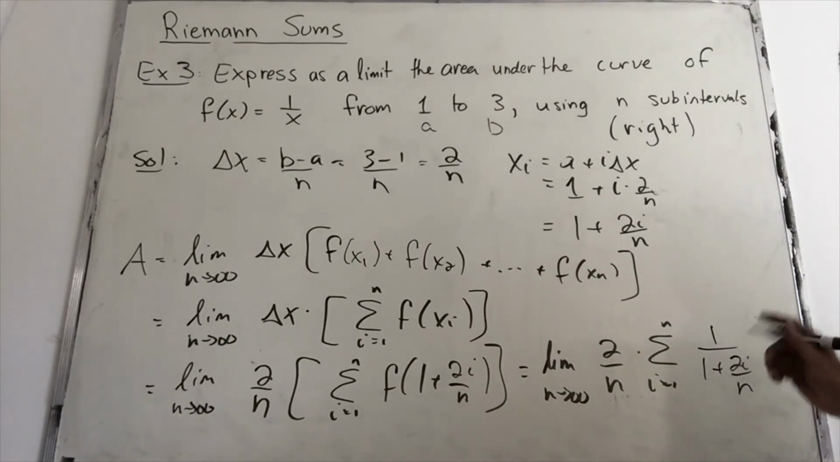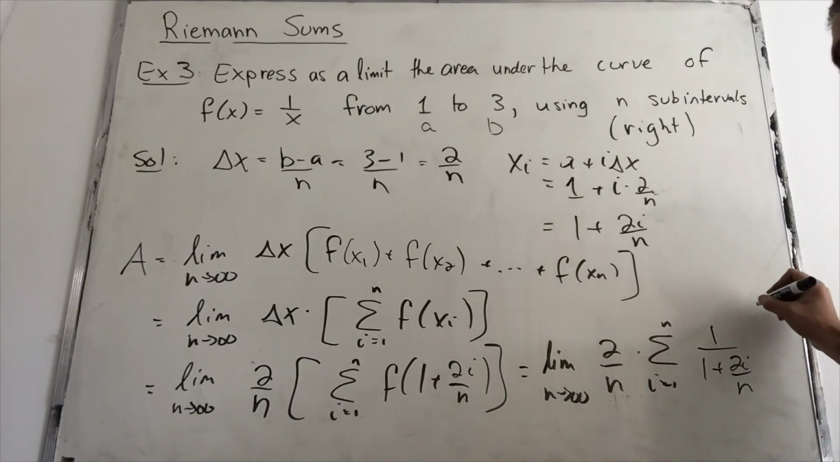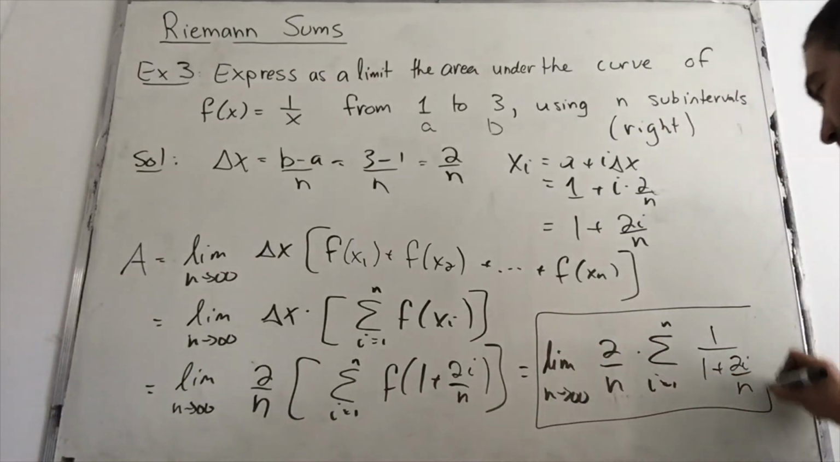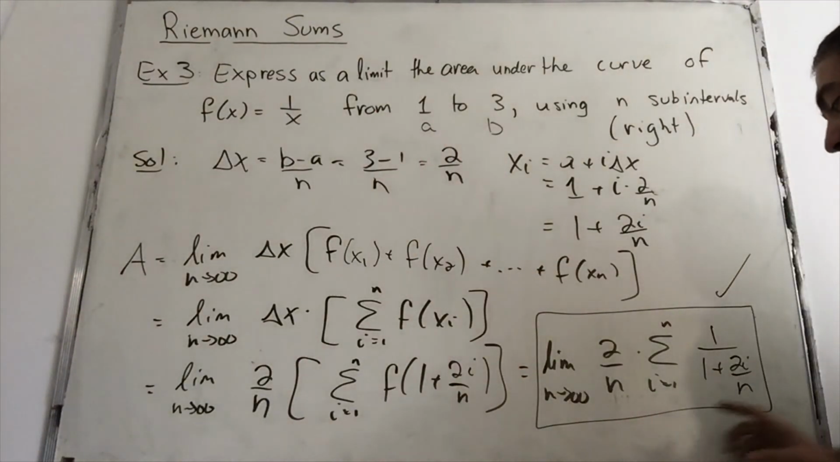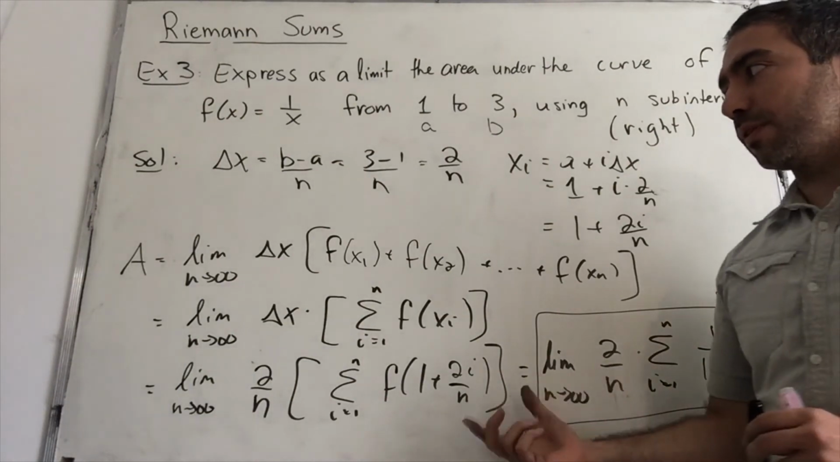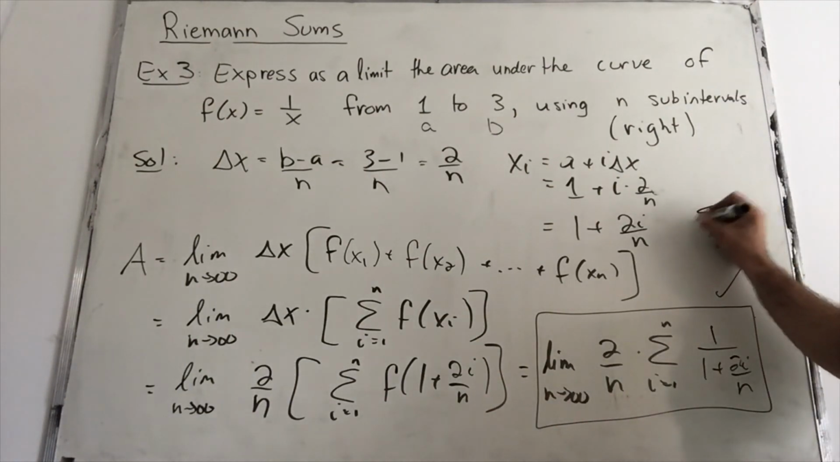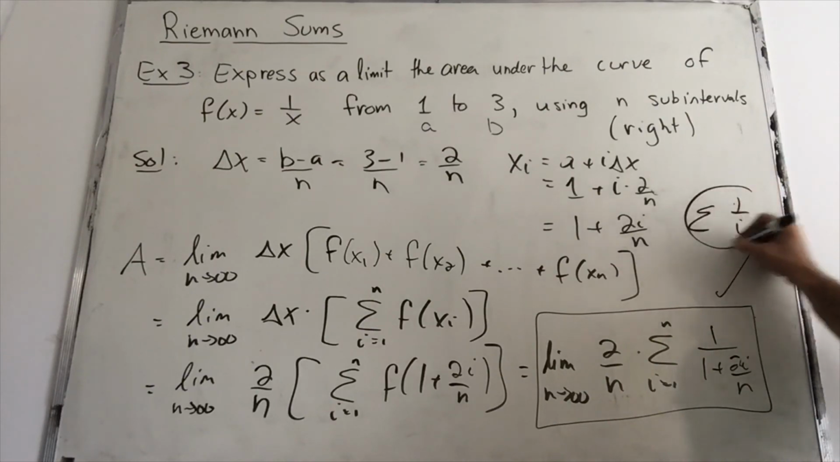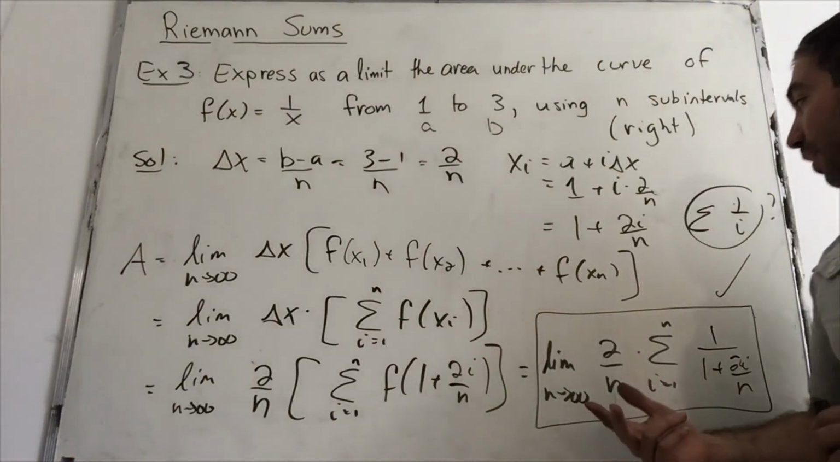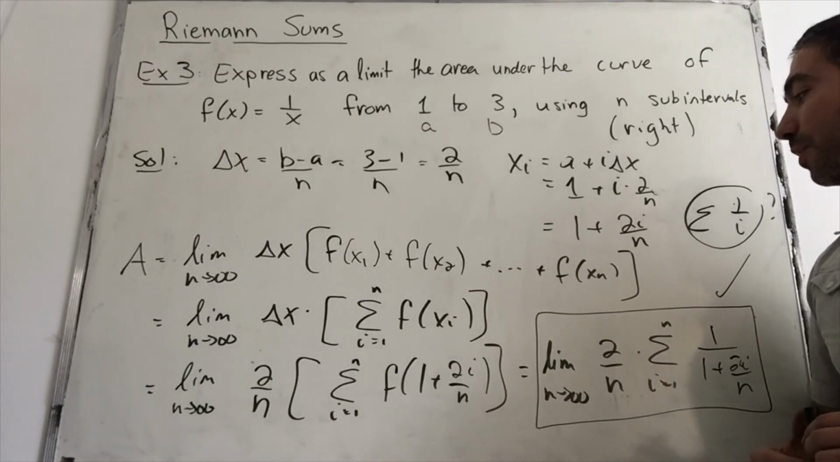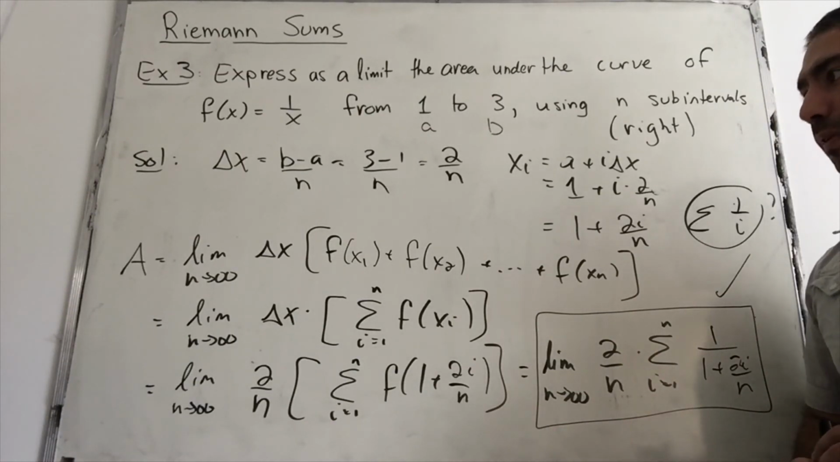Okay. And unfortunately, we have to leave our answer in this manner. There's nothing more we could do. So this is the limit that represents the area. Because the i is in the denominator, we don't have a rule for the summation of, let's say, 1 over i. We just know constants, i squared, and i cubed. Okay, so this is our final answer.